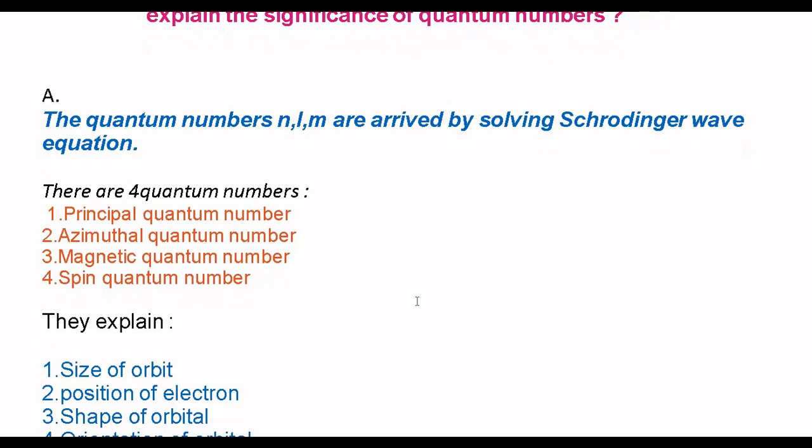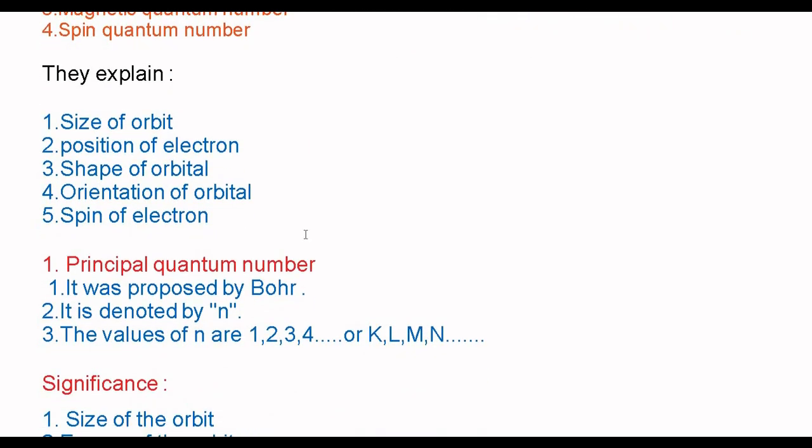These quantum numbers explain, respectively, the size of the orbit and position of the electron, shape of the orbital, orientation of the orbital, and spin of the electron. Here we should know about those two words. What is the meaning of orbit and what is the meaning of orbital? We should know the clear difference between orbit and orbital.